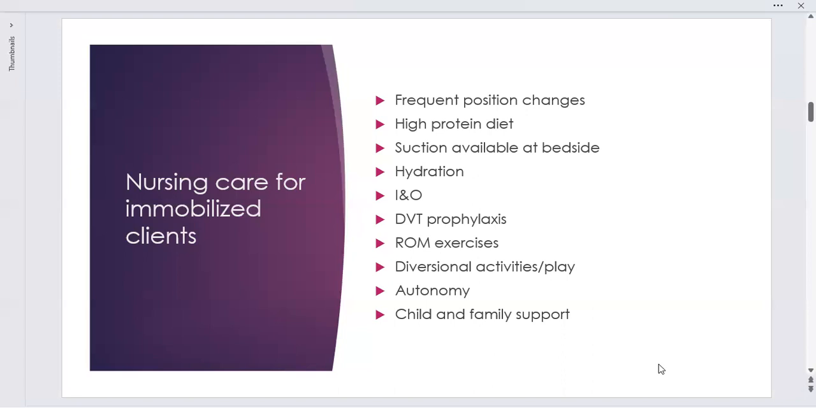Diversional activities or play, because we can get very bored being stuck in bed. So we have to make sure thinking about the child's development, where they're at, what we can do to mentally stimulate them. Give them some choices wherever you can. We've talked about that. And then support the child and the family. Okay. A lot of that will focus on education. How long is this going to last? What are the things that provide that anticipatory guidance, etc.